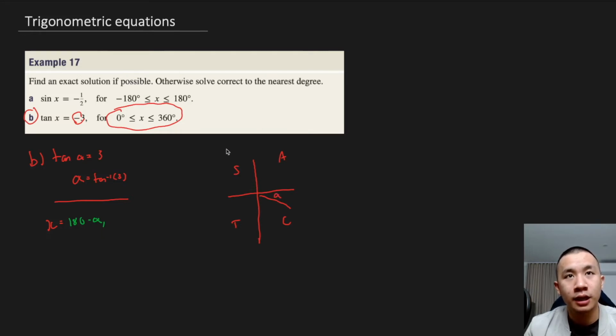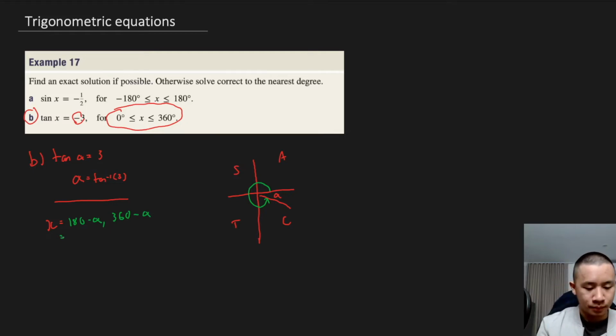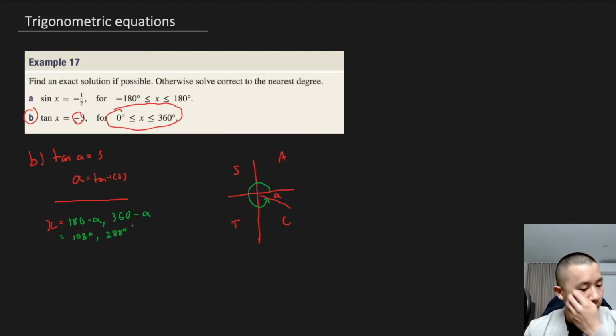There's an alpha right here, right? And so I want to calculate the whole angle of this thing, which is 360 minus alpha. And if you type this in the calculator, you should get those two as your solutions.